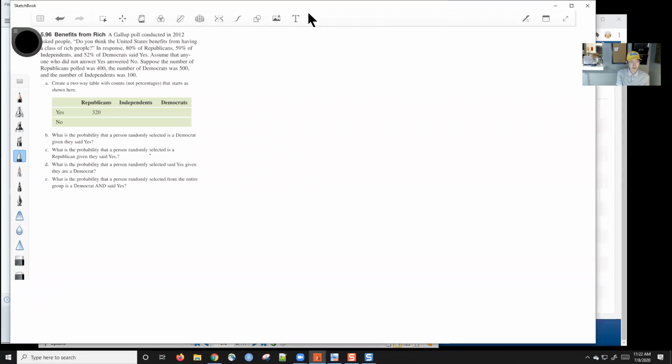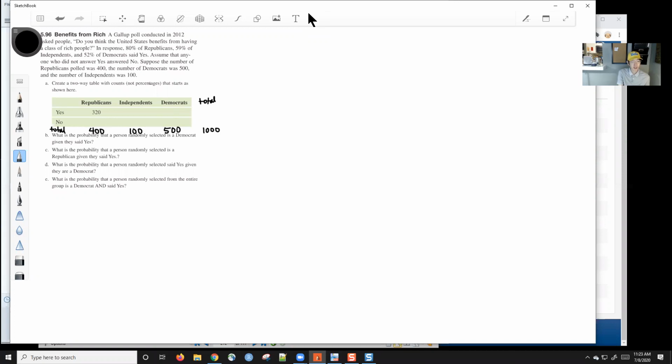Okay, it says 80% of Republicans, 59%, 52% answered yes. Assume that anyone who didn't answer yes answered no. Suppose that the number of Republicans polled was 400. So I'm going to go ahead and fill out this table. The total number of Republicans polled was 400, the total number of Democrats was 500, and independents was 100. So we've got 1,000 people total.